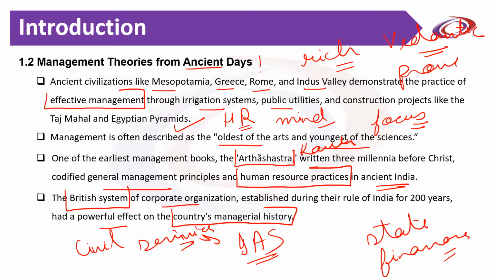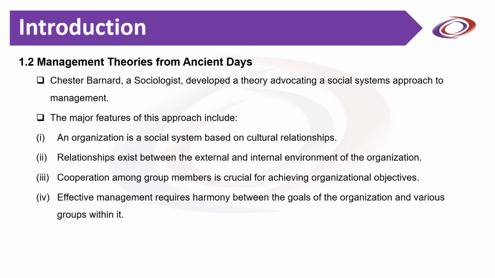elsewhere in the world or in India, even in the ancient days, was quite profound. If we see some theories that were developed at that time, there are various theories given in the ancient days about management. One important among them is given by an American sociologist, Chester Barnard. As early as 1938, he gave his theory of organization. So even in those early days, these theories were being developed, and Chester Barnard's theory was based on the social systems approach.